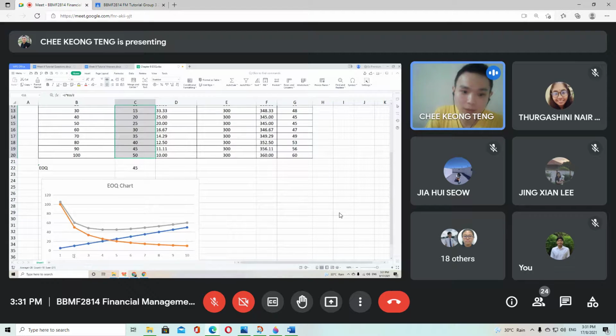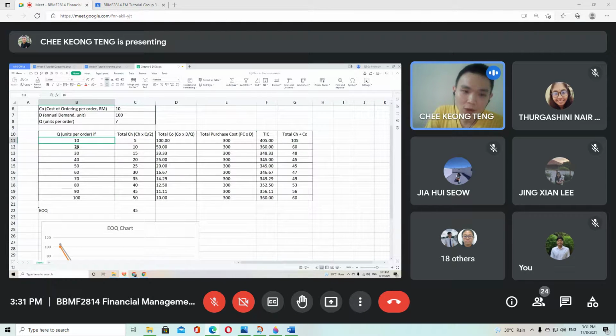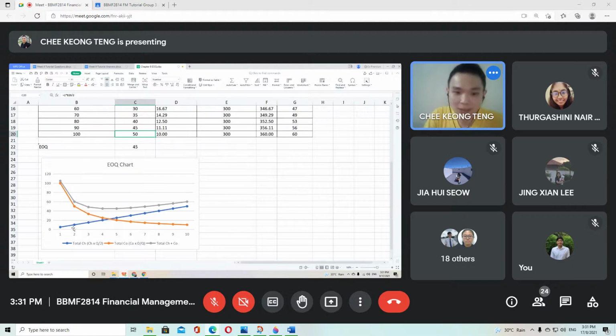This is the blue line, increasing in a straight line. If you ask me why this one is a straight line, it's because for every increment of 10 units, the cost increases by 5 ringgit, so it's consistent. From 10 to 20, it increases 5 ringgit. From 90 to 100, it increases 5 ringgit. Can you see? So the increment is consistent. That's why it's a straight line.